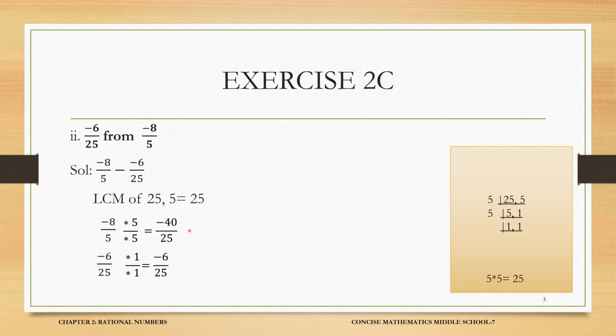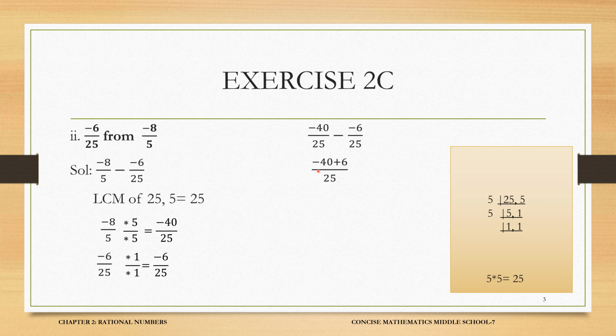Now just substitute these values over here. In place of minus 8 by 5, you are going to substitute minus 40 by 25. Even here, minus 6 by 25 should be substituted with minus 6 by 25 as it is. I have just replaced it, and minus into minus, you have to multiply both. It becomes minus into minus becomes plus. Minus 40 plus 6 by 25.